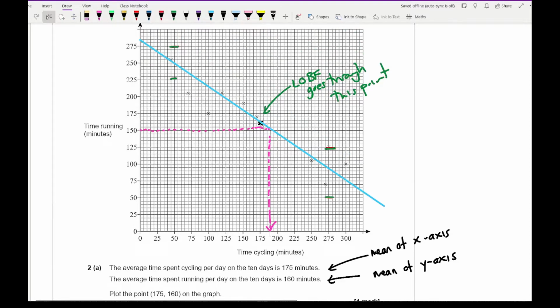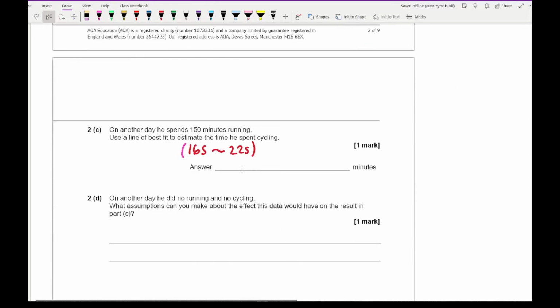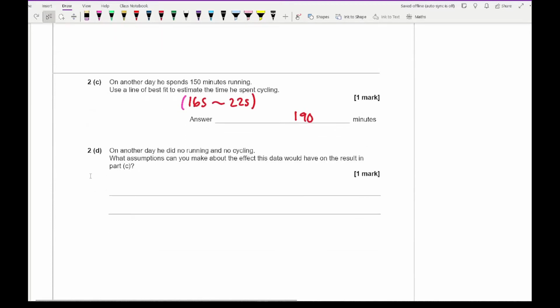So I would say mine is probably around about, I would say 190 going forward. So I'd say 190, which does fall within that range that I've done. It then says, on another day, he did no running and no cycling. What assumptions can you make about the effects this data would have on the result for part C? Now for this, I would say it's going to have no effect at all.